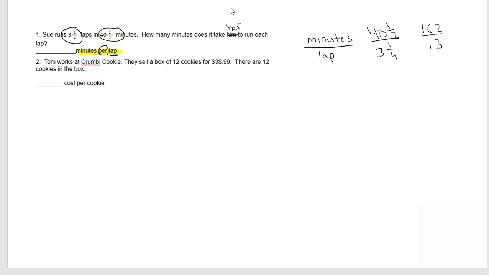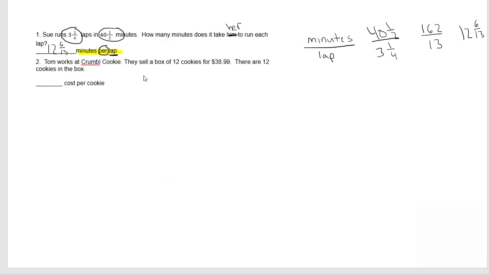So if we take 162/13 and we make this into a mixed number, we're going to get 12 and 6/13, okay? So that means that Sue runs 12 and 6/13 minutes per lap. So that means it takes her 12 and 6/13 of a minute to run one lap. That's what we just found. We just found the unit rate, how long it takes for one. Okay, let's go to the next one.